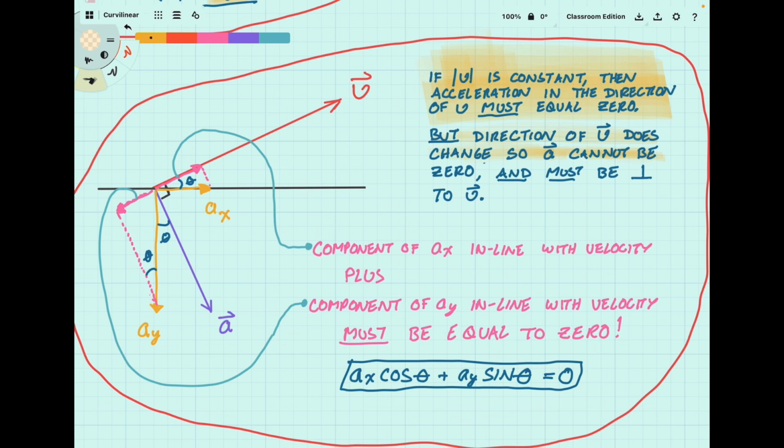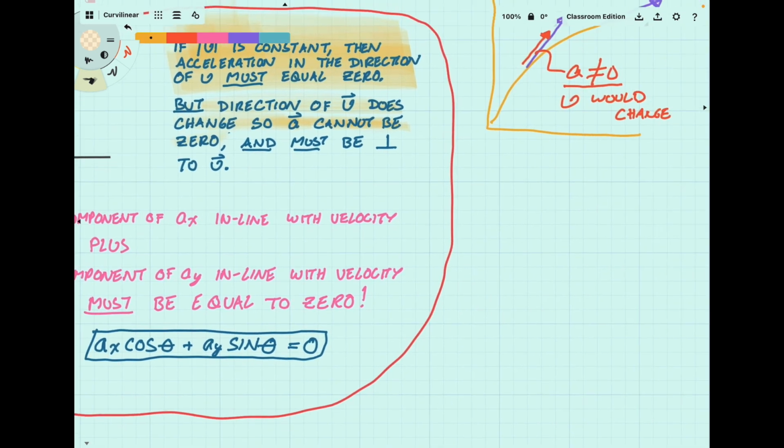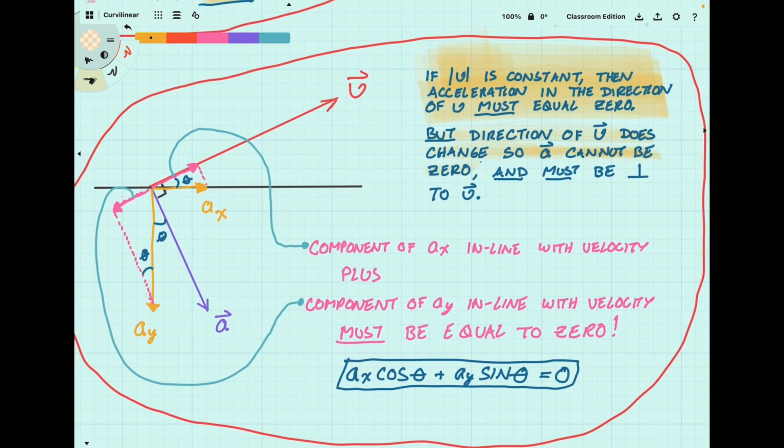That's an important concept in and of itself. If you're breaking a vector down into two perpendicular components and one of them is 0, then the full magnitude is perpendicular to it. That's just a vector identity, essentially. So what that gives me is a direction for the acceleration, which is going to be perpendicular to velocity.